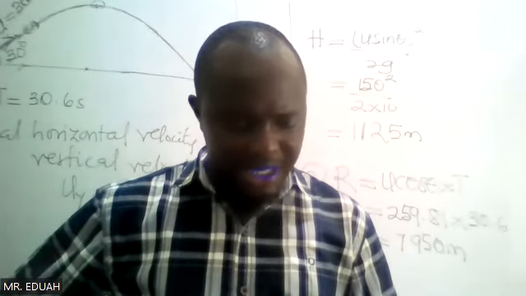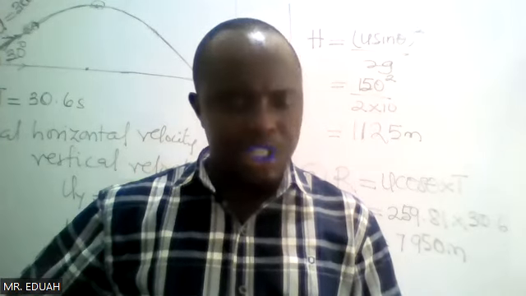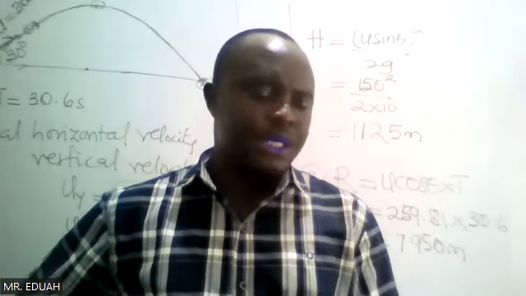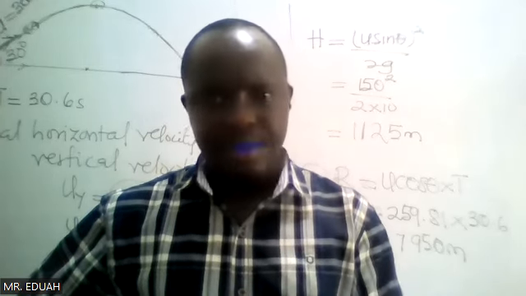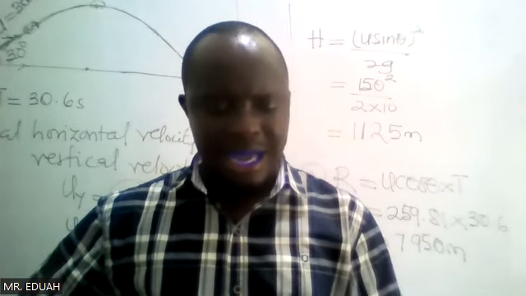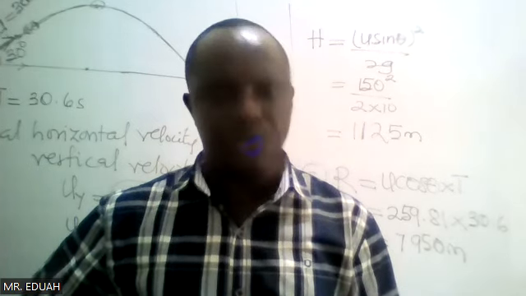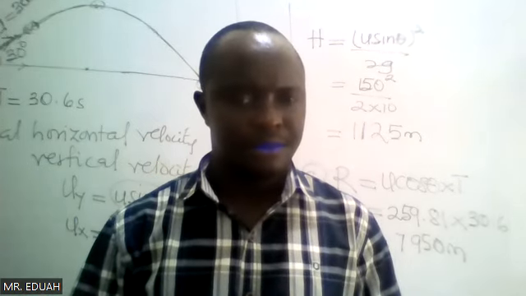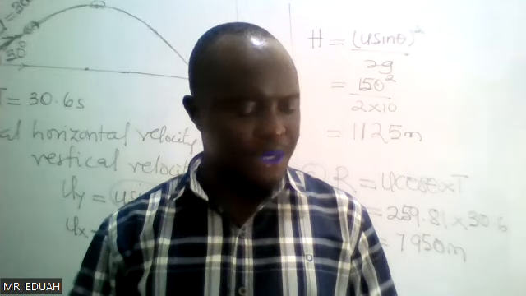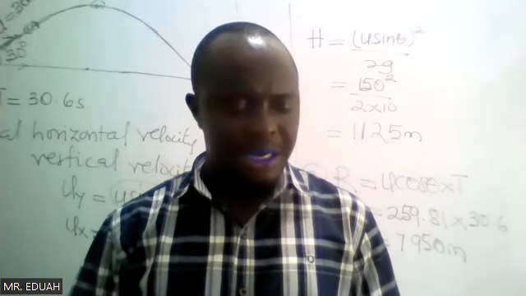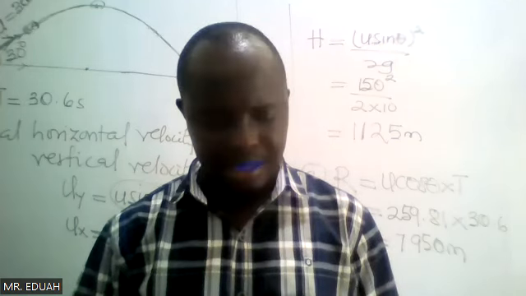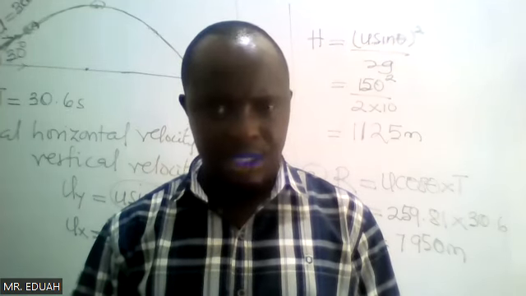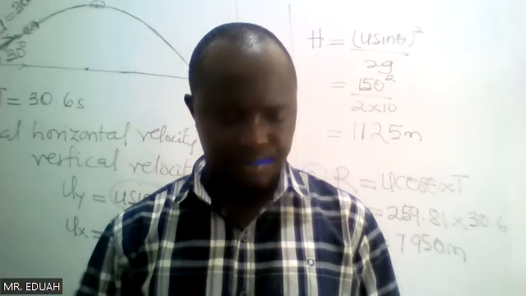A particle is projected at 29.4 meters per second at an angle of 30 degrees to the horizontal.